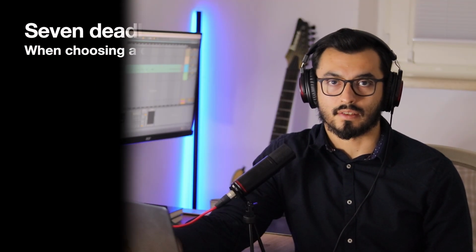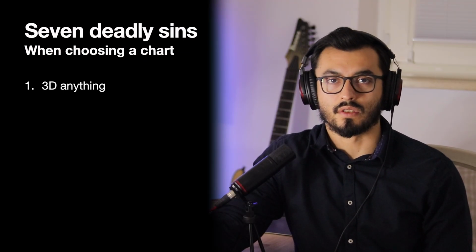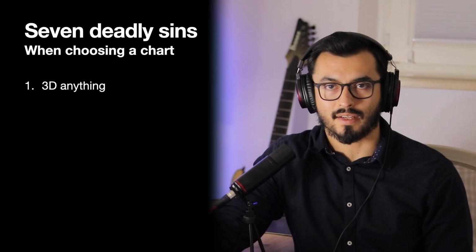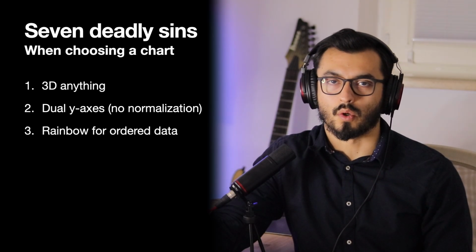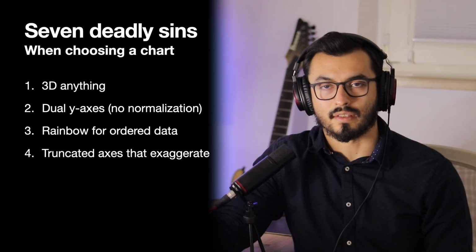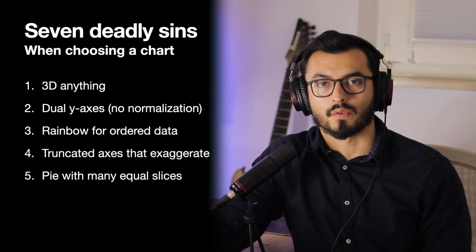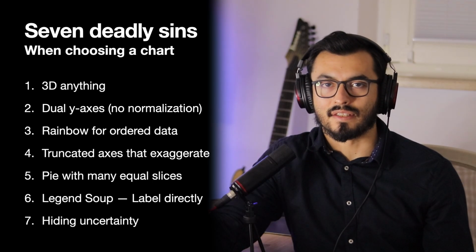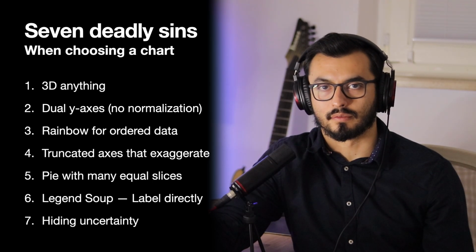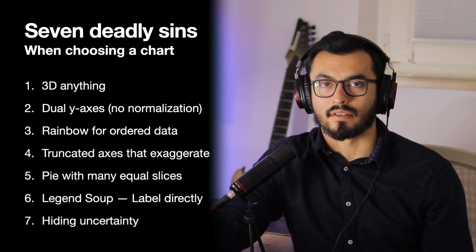Now I'm going to tell you the 7 deadly signs when choosing the right charts. First, 3D everything. Second, dual y-axis without normalization. Third, rainbow scales for ordered data. Fourth, truncated axes that exaggerate. Fifth, pie charts with many equal slices. Sixth, legends. Label directly. Seventh, hiding uncertainty. So let's recap what we have learned today.